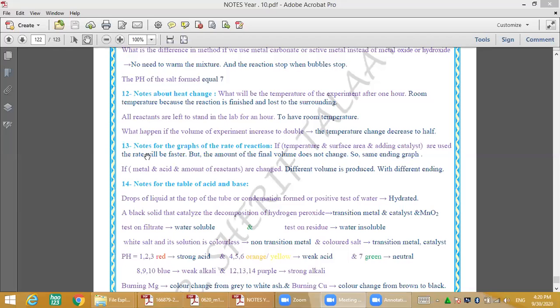Okay, let's decrease the concentration. Okay? So increasing solid increases concentration. Increasing liquid or solvent decreases concentration. Okay?